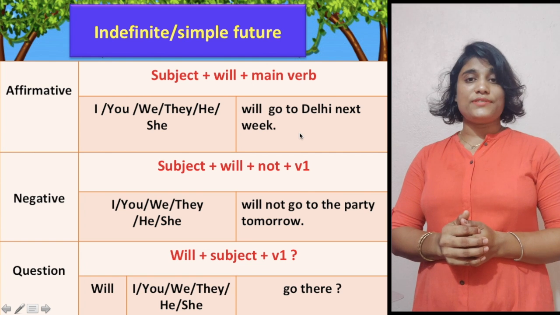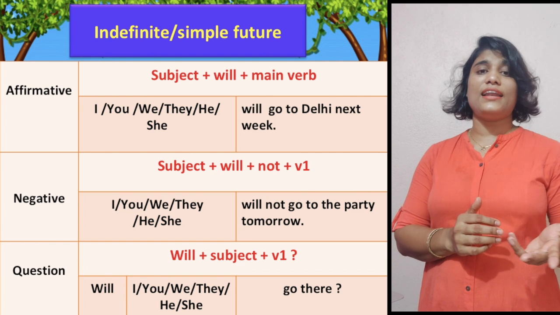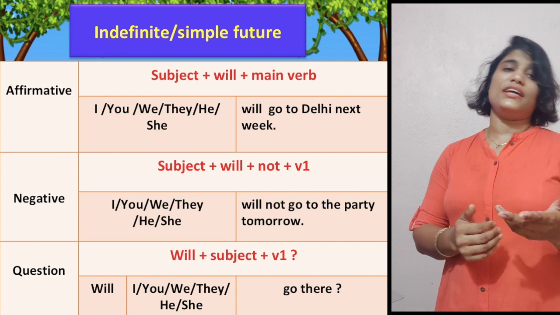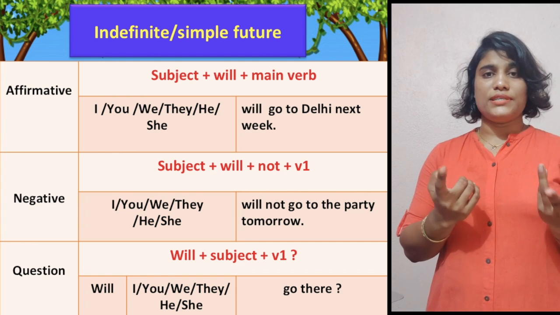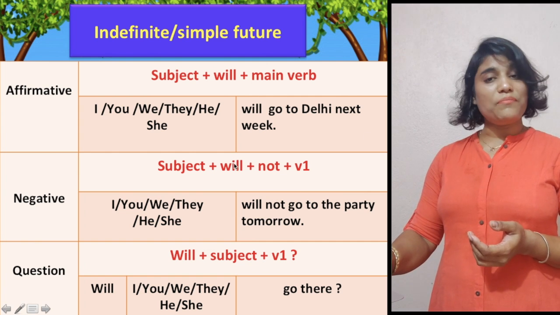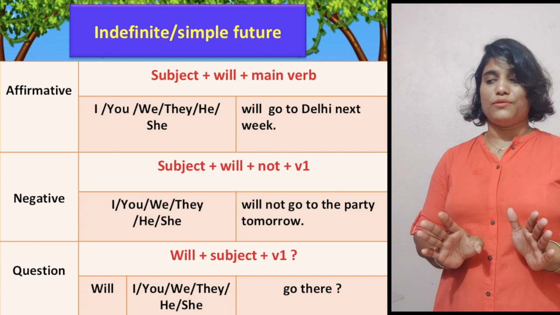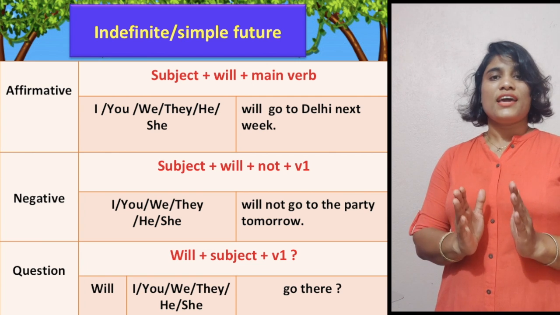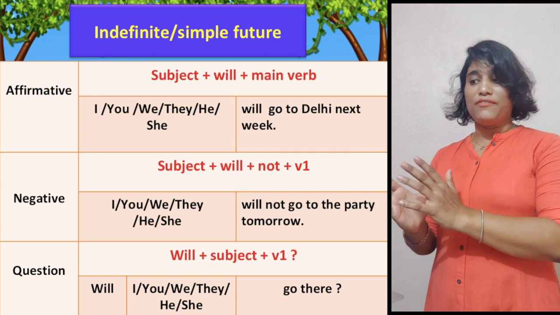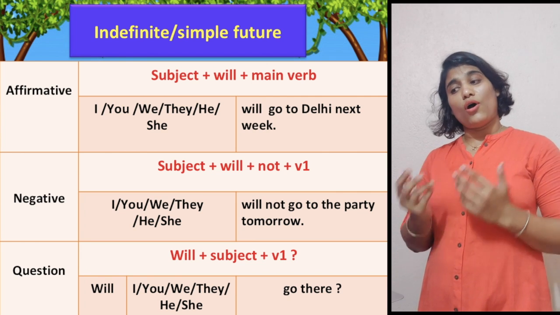And in case of a negative sentence, it is as simple as what you have already learned from my last videos, how to use the negatives in simple present or simple past. Just put not in between will, the auxiliary, and the main verb. This is a very simple rule. And here the subject always comes first in case of negative also.